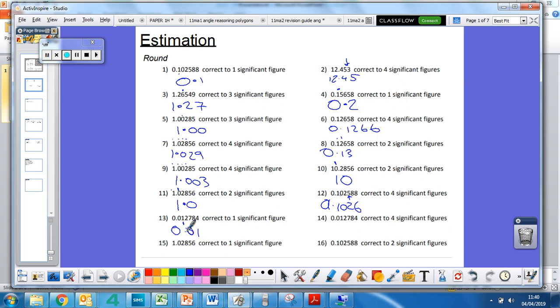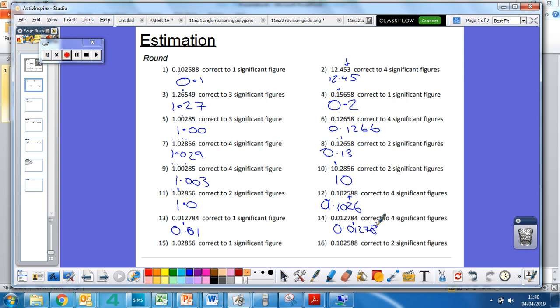The next one. 1, 2, 3, 4. 0.0. Notice these noughts were not significant. The 1 is the first significant figure. First, second, third, fourth. It's the 8 that is the fourth significant figure. So 0.0127. Does it stay as an 8? Yes, it does.